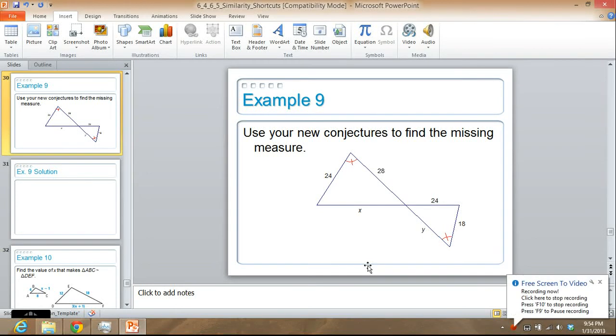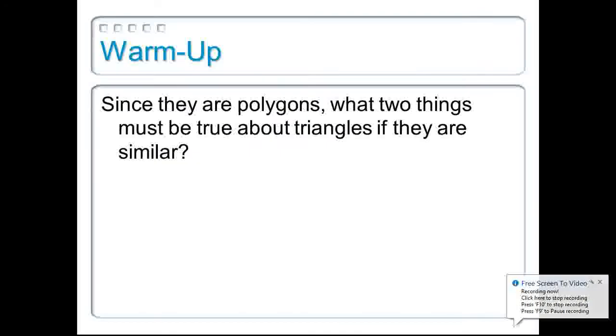Remember, we've got some conjectures. This is a little bit of a tricky problem. A lot of people get it wrong. And so we need to talk about those specific things that get people in trouble and go back to our triangle shortcuts. So let me get into there.